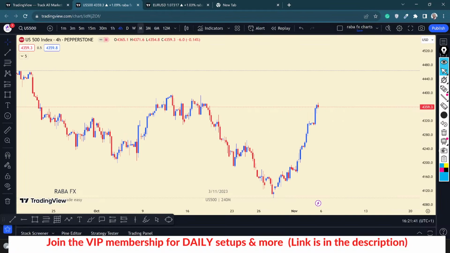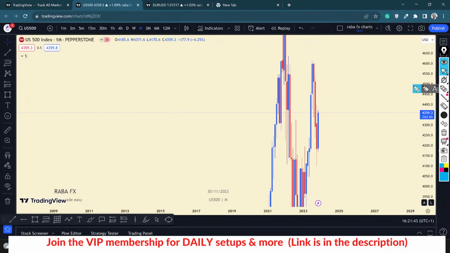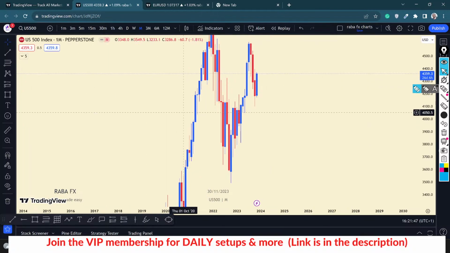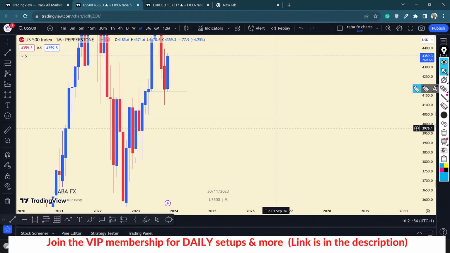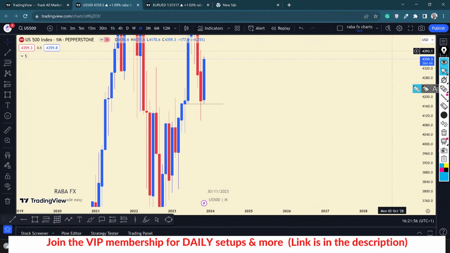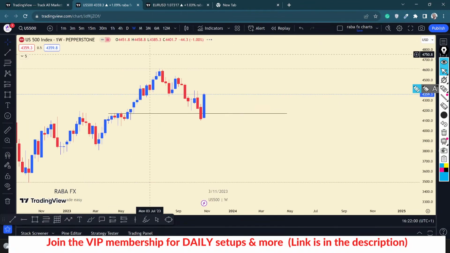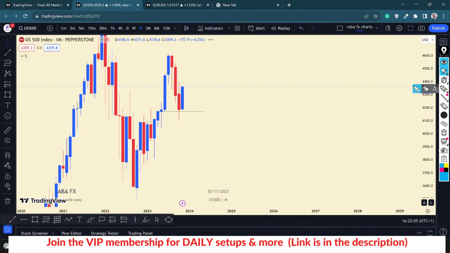Okay, so let me check the monthly again. Yes, this one makes sense now for me. We rejected off this level. Sometimes your broker pricing matters a lot when you are trading the opening price. So this is bullish. We are bullish on this pair. The weekly, yes, we are bullish. So therefore, where on the monthly are we heading to?